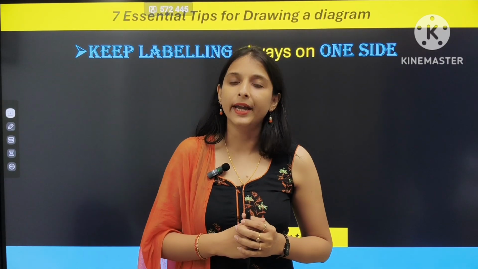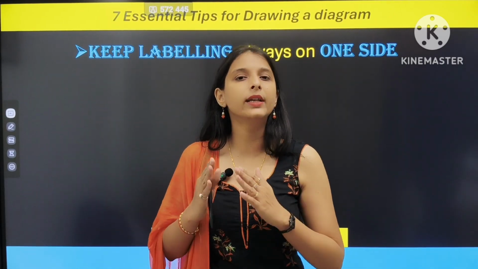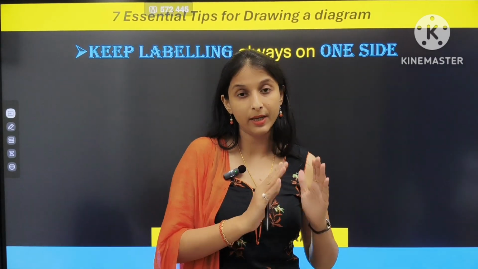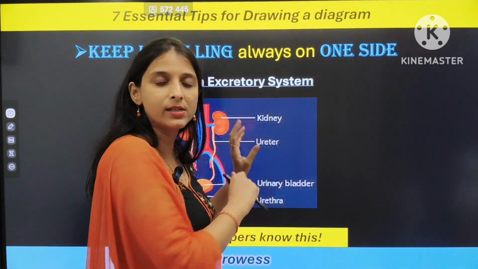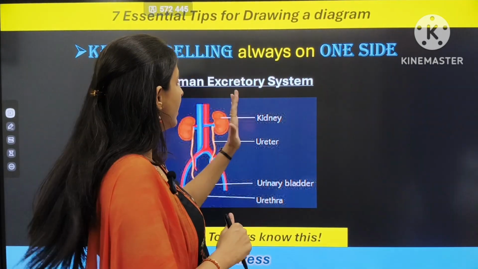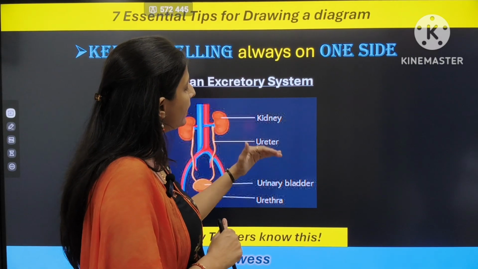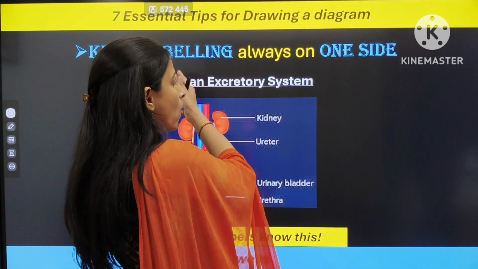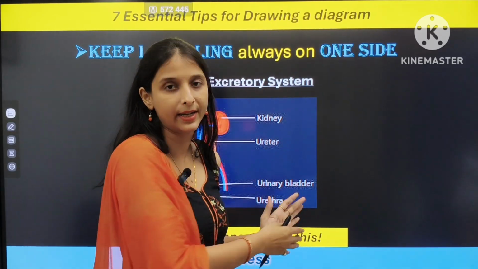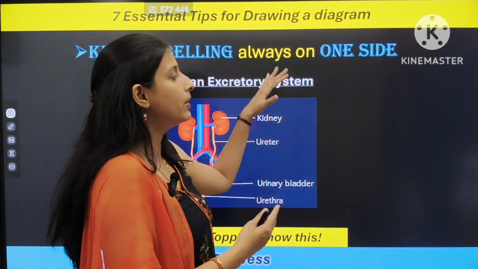Now tip number 2, whenever you're drawing your diagram, see that you keep all the labelings on one side of your diagram. For example, if you've drawn this diagram of the excretory system, see that you keep all the labelings one below the other and on one side of it. Either you can write all the labelings on the left hand side or on the right hand side, but try to keep the labelings on one side.